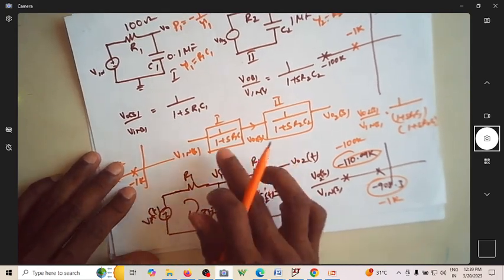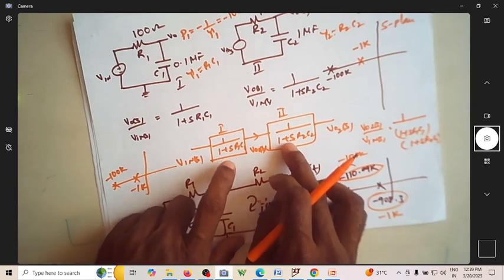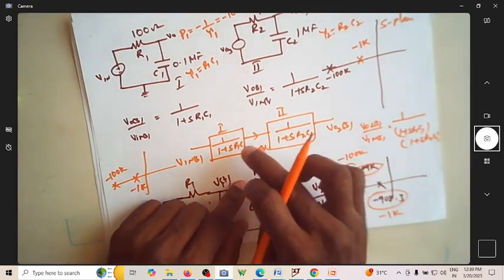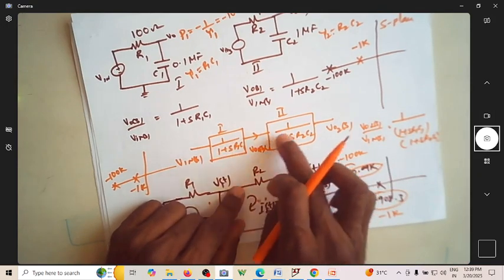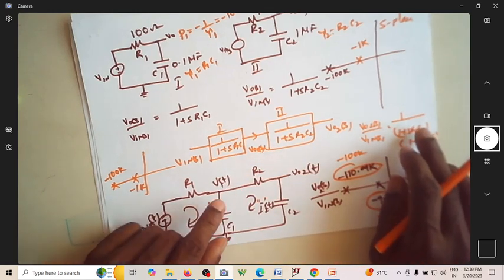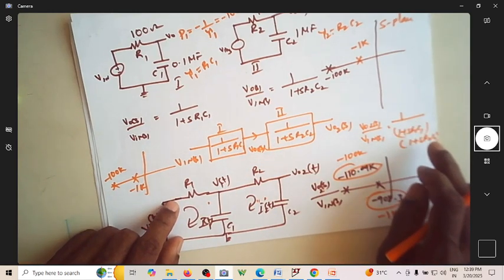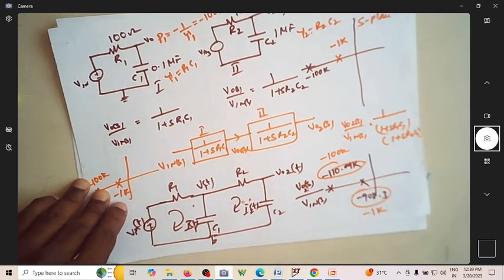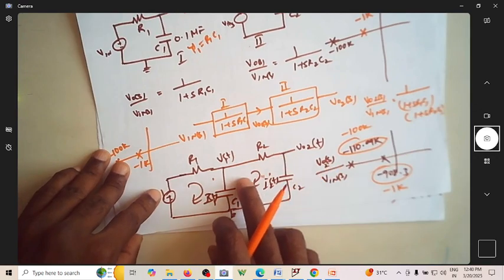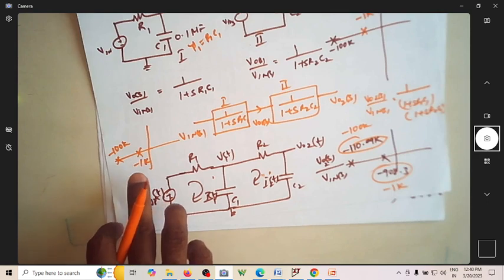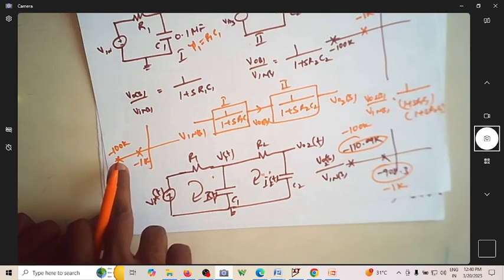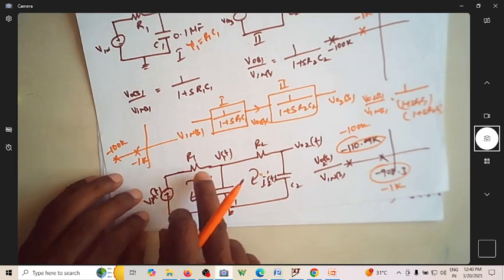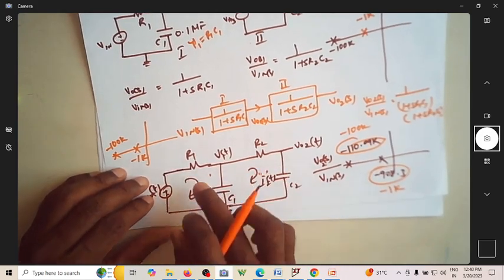If you can see these two blocks, this block is not actually loading this. Conceptually, since this is not loading this, you would have the equivalent transfer function having poles at minus 1000 and minus 100,000. But here it is totally different. Then how do we ensure that you get the poles exactly at the intended minus 1000 and minus 100,000? That is possible if this circuit doesn't load this circuit. So how do we ensure that this doesn't load this circuit?